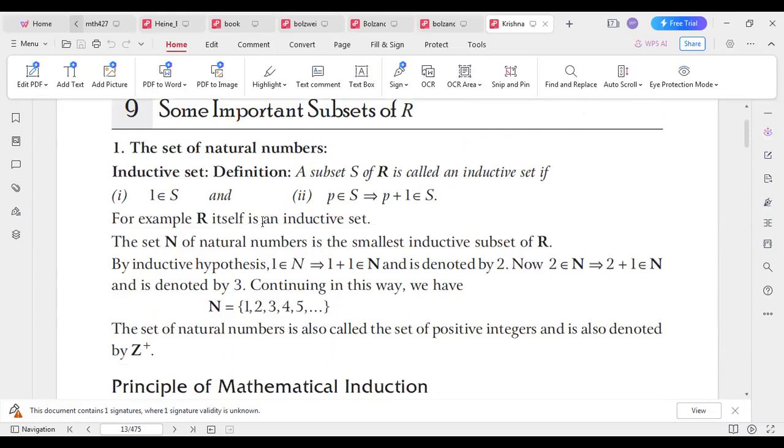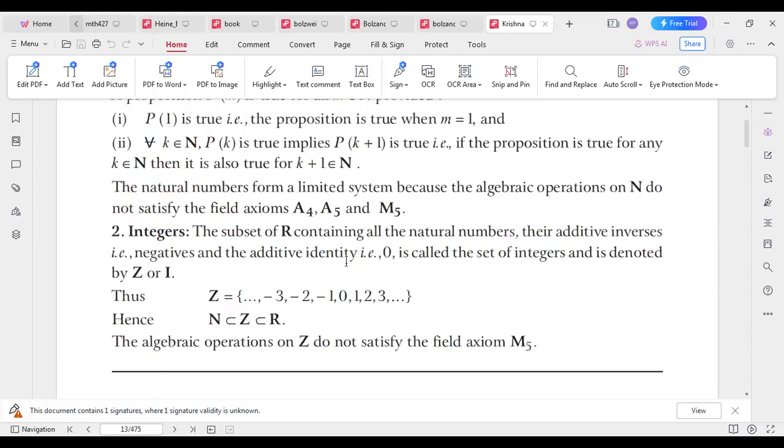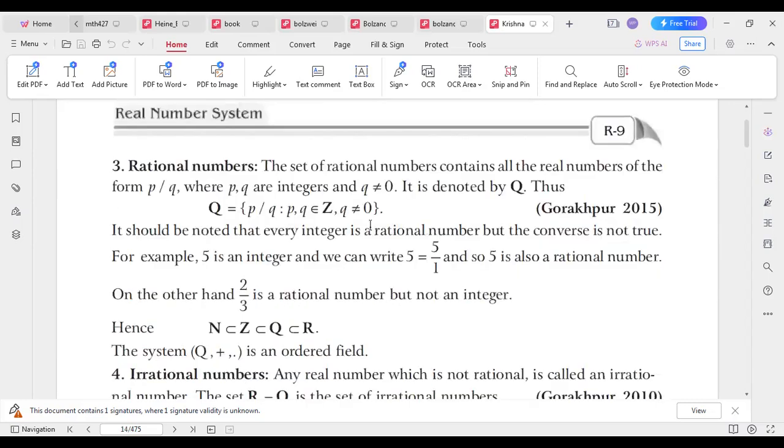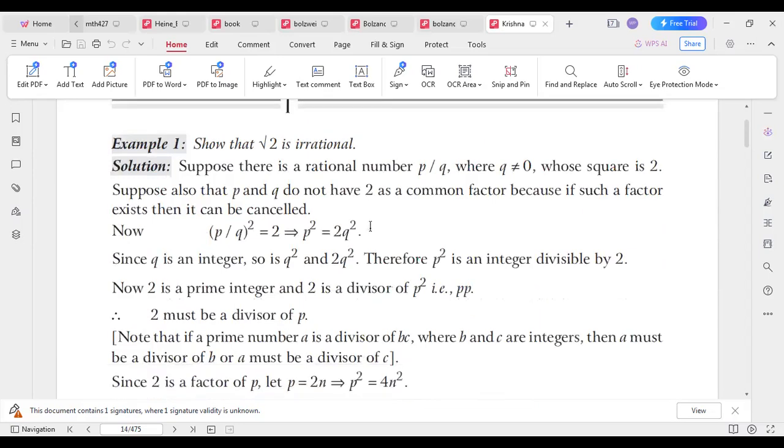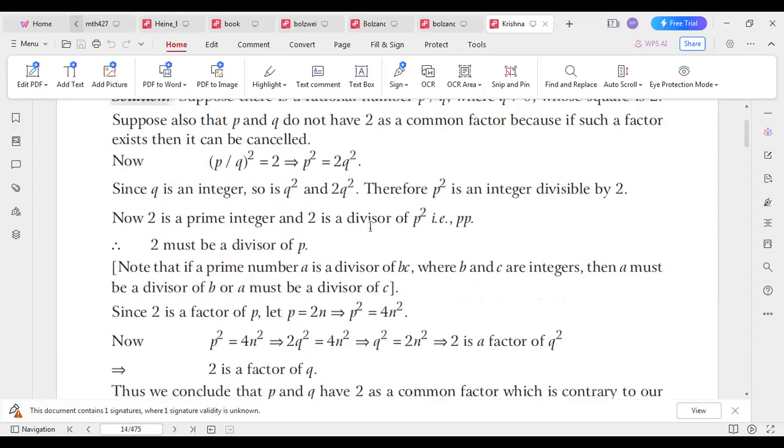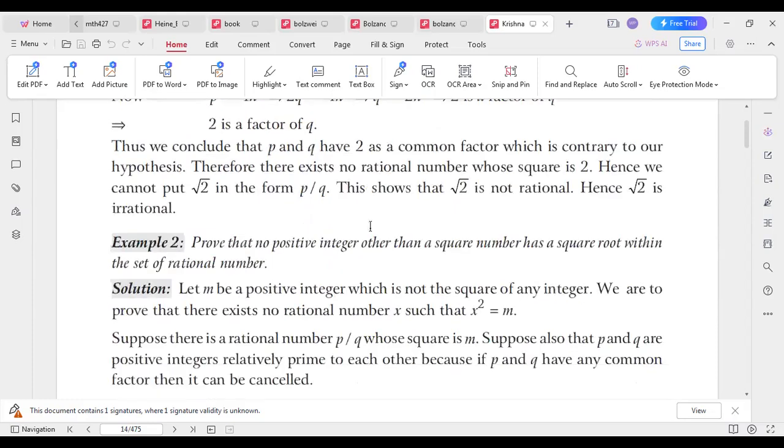So the set of natural numbers: a subset S of real numbers is called an inductive set if 1 belongs to S and p belonging to S implies p plus 1 is also an element of S. For example, the real number set itself is an inductive set. So rational numbers, we can define, and irrational numbers can also be defined. And we can also prove root 2 is an irrational number. It's very easy for you.